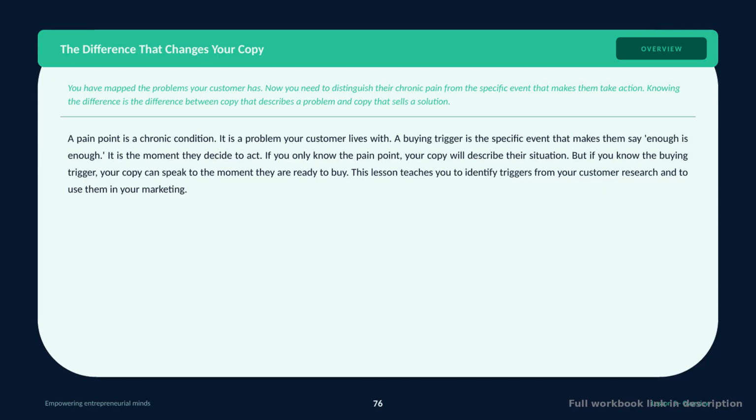You have mapped the problems your customer has. Now you need to distinguish their chronic pain from the specific event that makes them take action. Knowing the difference is the difference between copy that describes a problem and copy that sells a solution.